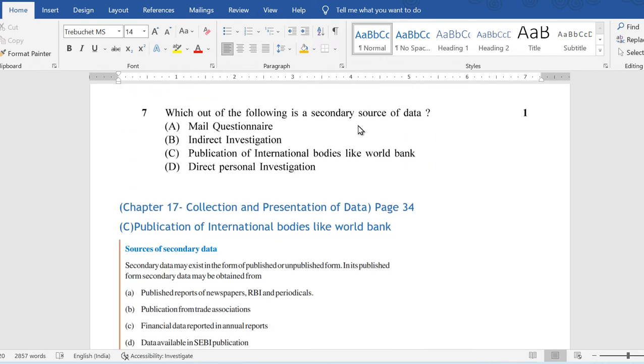Question number 7. Which out of the following is a secondary source of data? One is mail questionnaire, indirect investigation, publication of international bodies like World Bank, and direct personal investigation. If you look at options A, B, and D, they are all primary sources of data. The correct answer is C, that is publication of international bodies like World Bank.